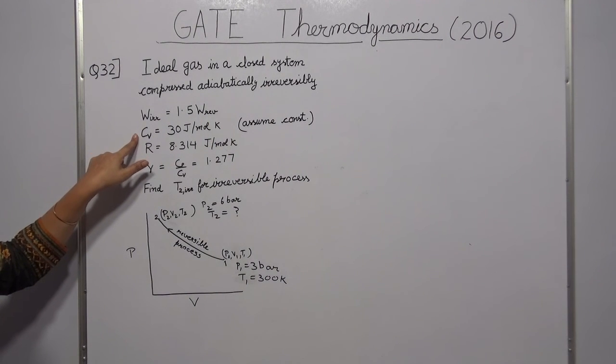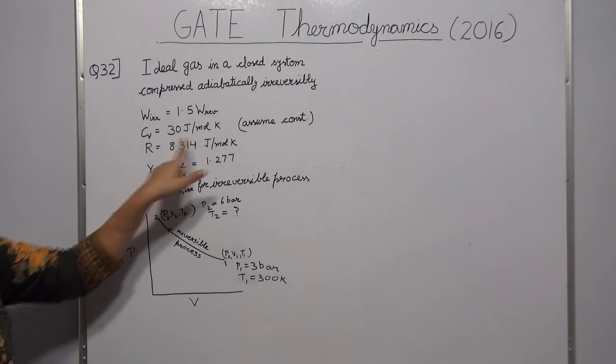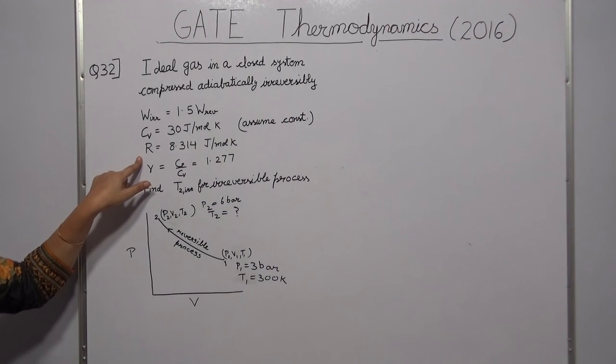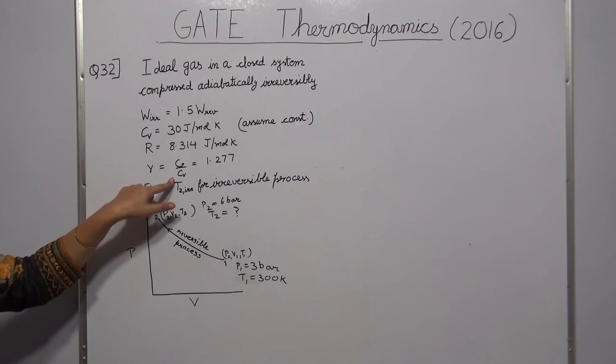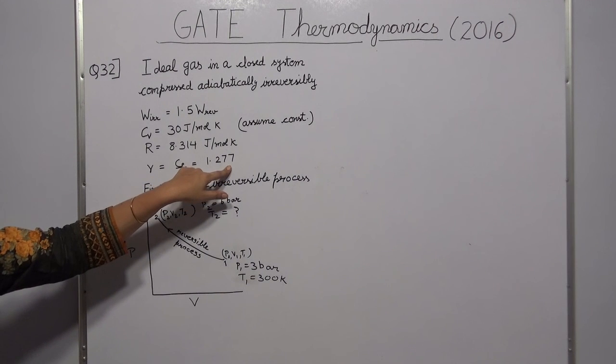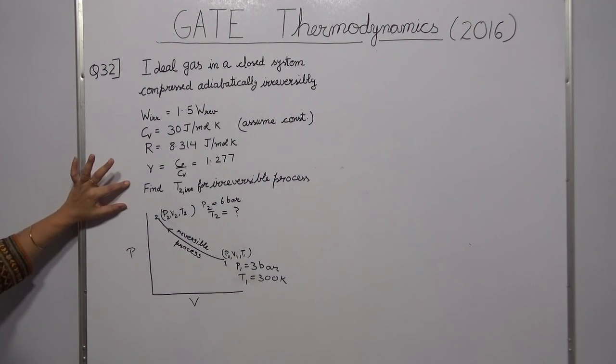Now Cv, they have asked you to assume constant, its value is given, and the numerical value of R is given. Further they have said that the ratio of Cp by Cv is equal to 1.277. The question asks you to calculate the final temperature for the irreversible process.